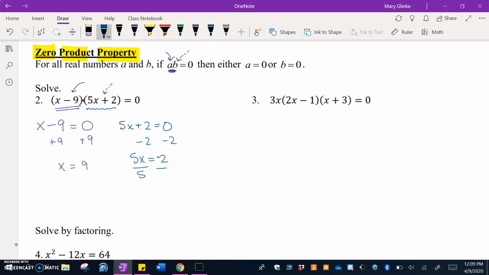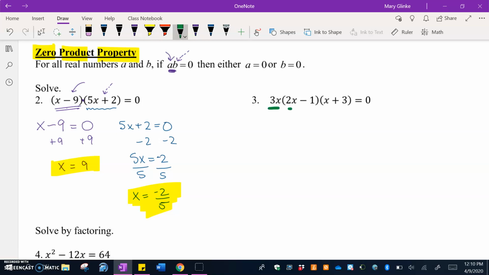So we end up with two different answers here. Either x will equal 9 or x will equal negative 2/5. And if either one of those is the case, then your equation is true and it does equal 0. So we have more than one answer. So that's the zero product property. You take each factor and you set it equal to 0 and you solve that equation. So let's look at the next one.